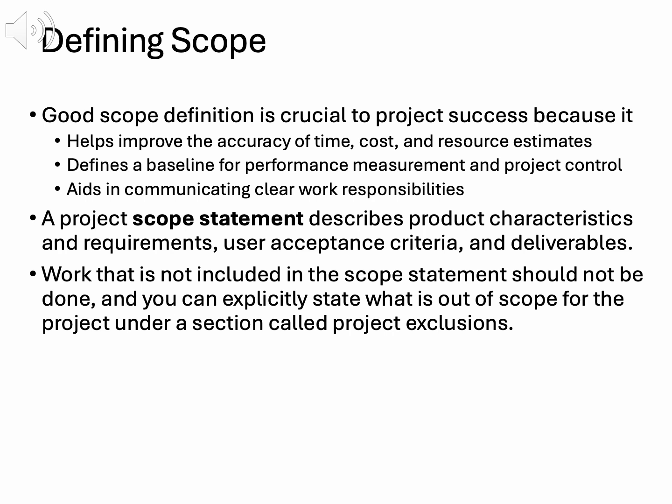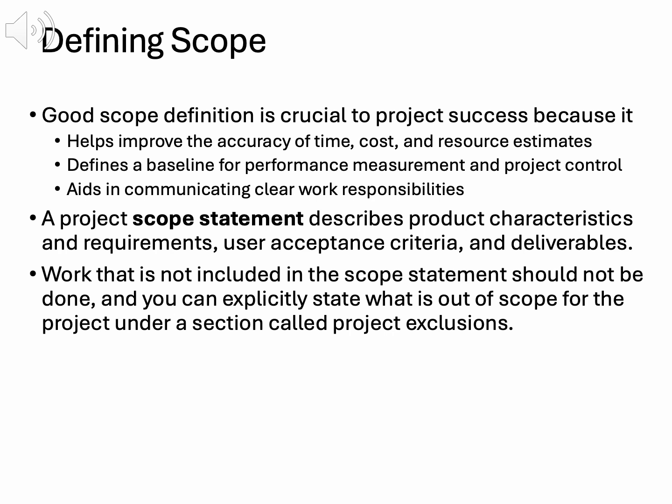A project scope statement describes product characteristics, requirements, user acceptance criteria, and deliverables. It also specifies project exclusions, work not included, to prevent scope creep. For example, the training project scope statement includes executive and introductory courses but excludes Six Sigma training, setting clear boundaries.